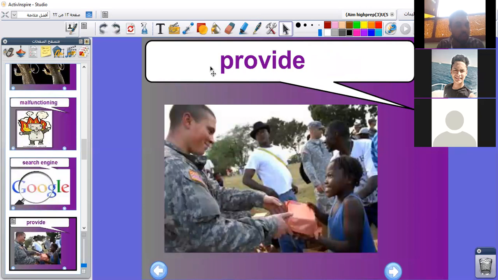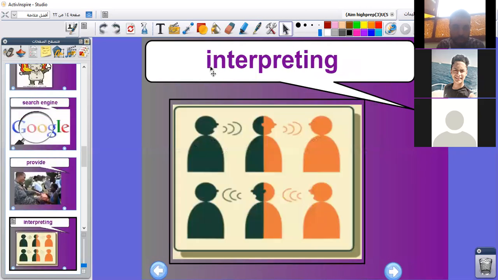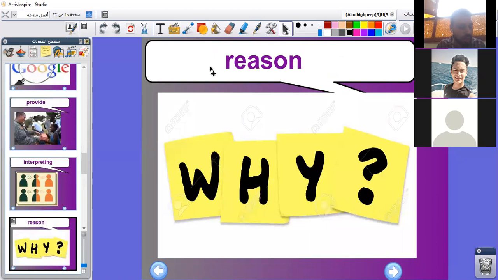Provide means to give something to someone. Interpreting means translating spontaneously into another language, to translate immediately. When you hear someone talk and you translate for someone else, we call it interpreting. Reason means to think about something in a logical way.